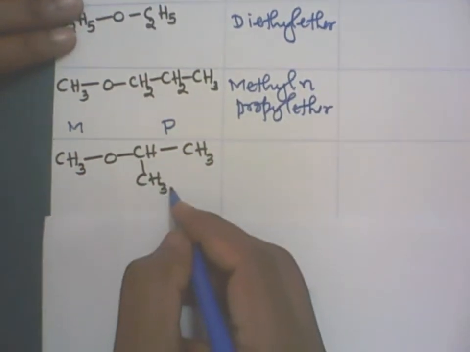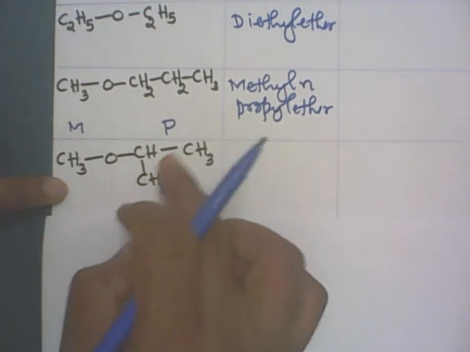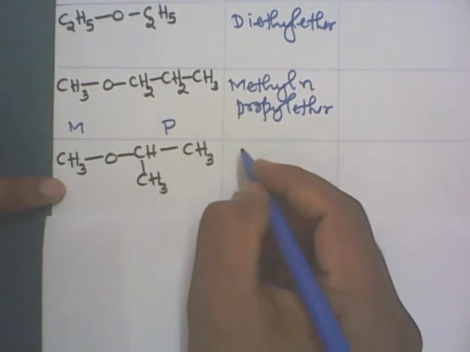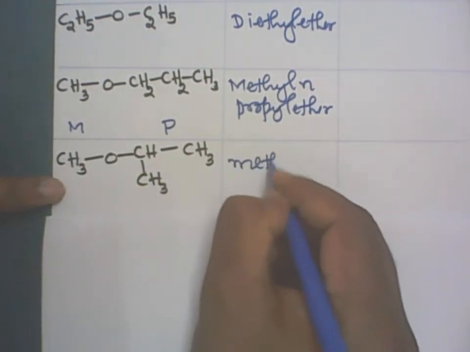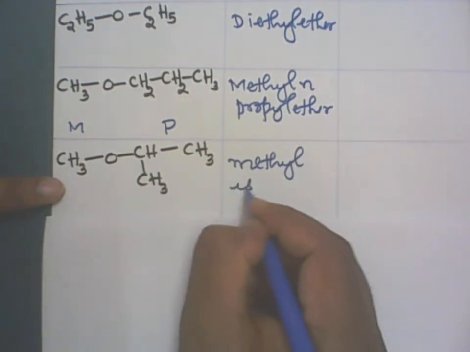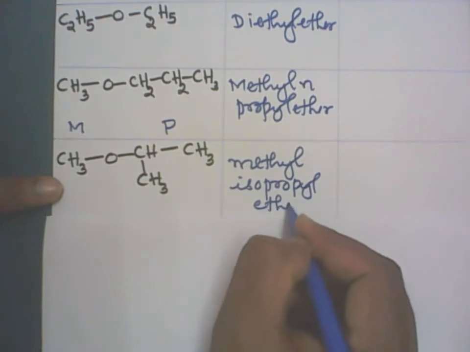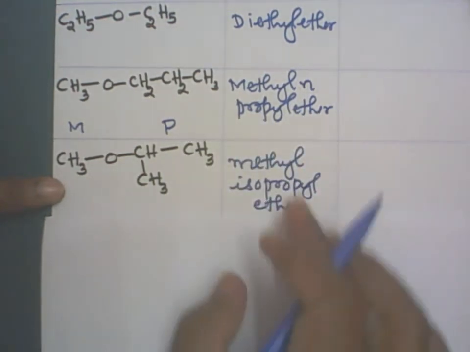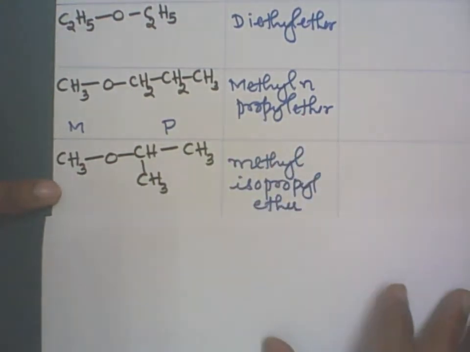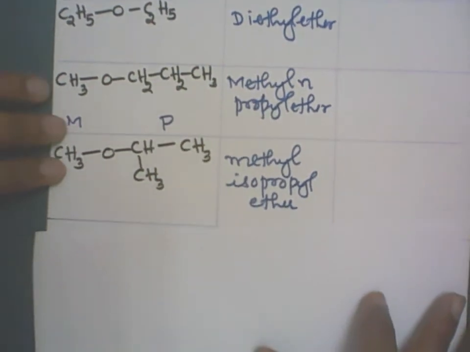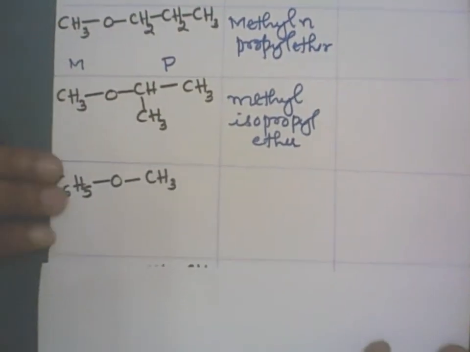Okay, and this one is methyl isopropyl ether. This is the methyl isopropyl ether. The name should be continuous, but I'm writing the words one below the other here. Okay, right? Now let us move on to the next one.